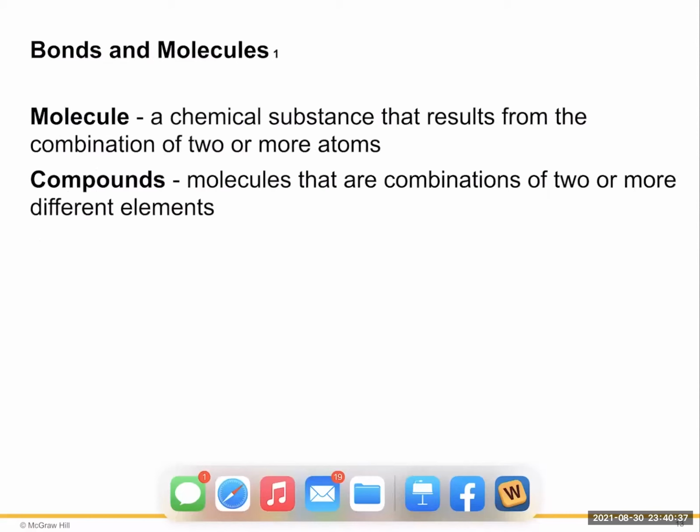Right. Now we're going into bonding and how these interact with each other. Any questions so far? No? Perfect. All right, no problem. Good.